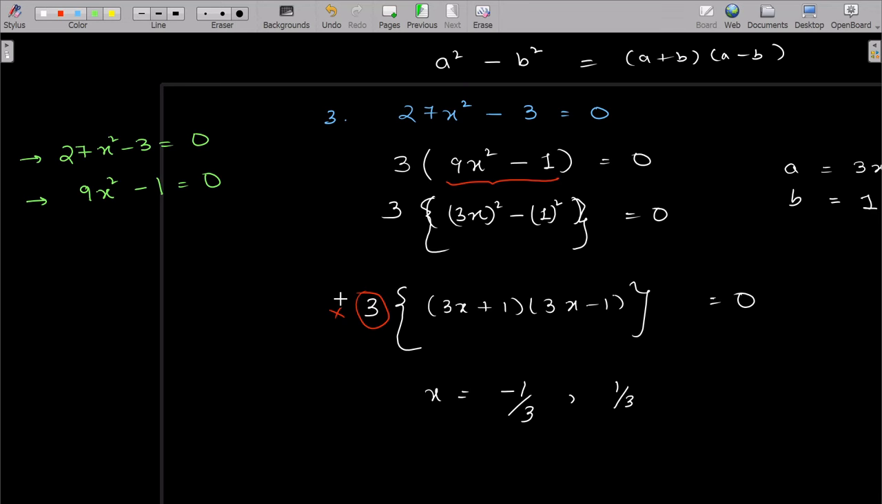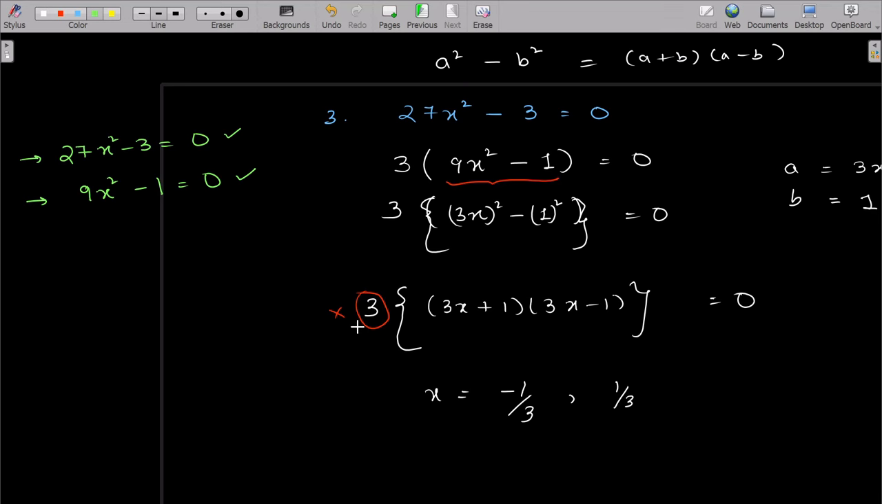No, you just multiply it to the 9x squared minus 1. Yes, but what change is this 3 doing when the solutions are not changing? Both of these equations have the same solutions. So what is the significance of this 3? Like, what is this 3 doing? Factoring?